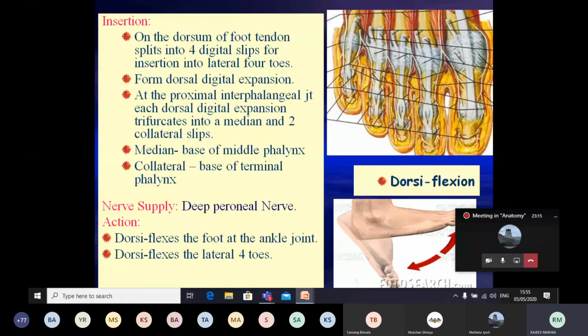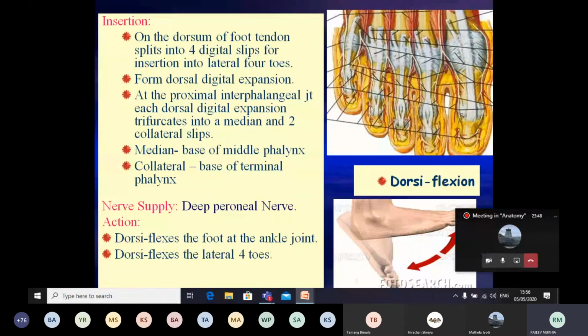So for extensor digitorum longus, remember we have 4 tendons for the lateral four toes. This is the great toe, second, third, fourth, and fifth. For the lateral four toes, there is a tendon of extensor digitorum longus. Again, I would like to repeat the insertion: the median slip is in the base of the middle phalanx, whereas the 2 collateral slips will insert into the base of the terminal phalanx or the distal phalanx. Again, this muscle is innervated by the deep peroneal nerve.